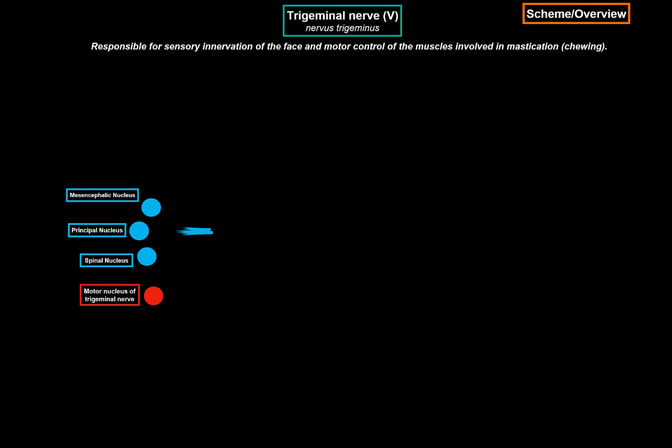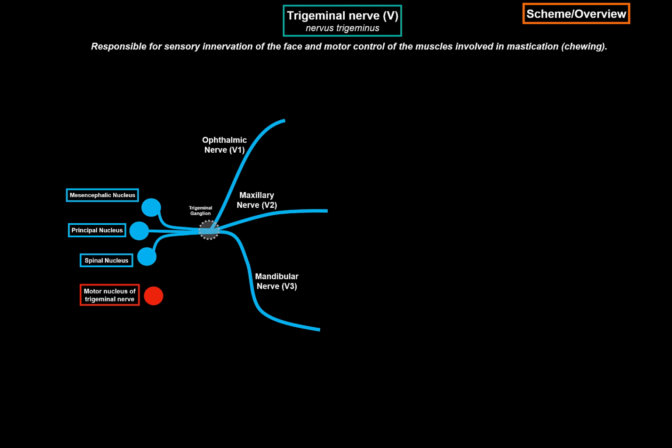Now, the way this goes is that the sensory nuclei all have a sensory root that comes from the trigeminal ganglion, and there are three divisions coming in towards the trigeminal ganglion. We got the ophthalmic for the forehead and the eyes, maxillary for the region in the middle face, and the mandibular for the lower face and the jaw. The motor fibers will join the mandibular division to innervate primarily the muscles of mastication.